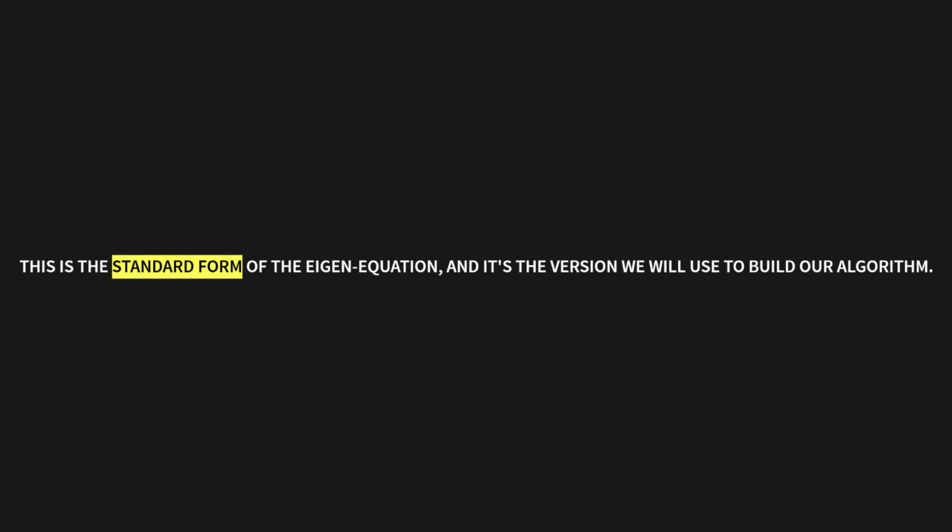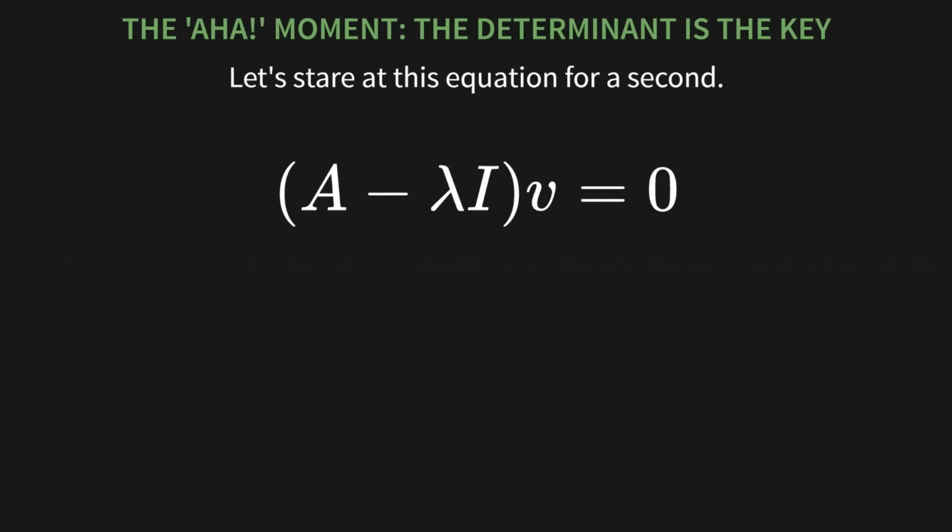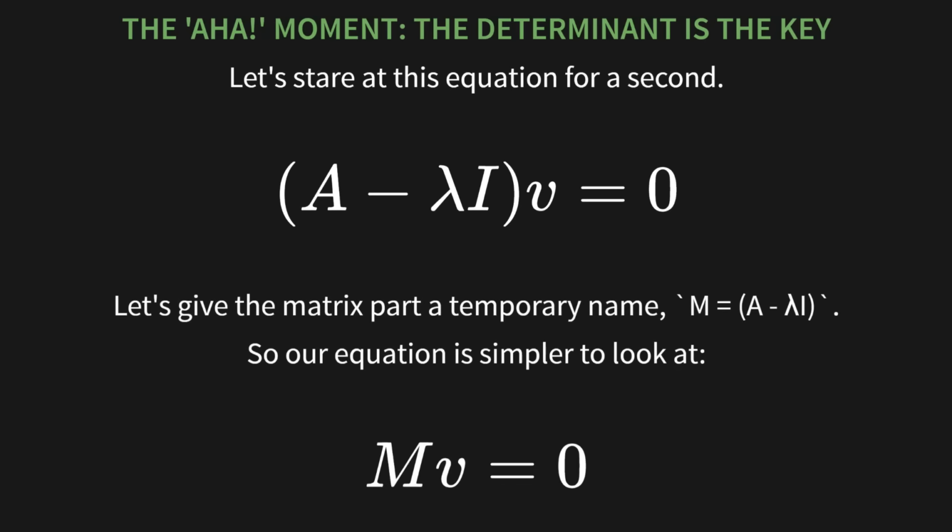Now for the aha moment. The determinant is the key. Look at this equation. (A minus lambda I) times v equals 0. Let's call the matrix part M. M equals A minus lambda I. So our equation is now just Mv equals 0.